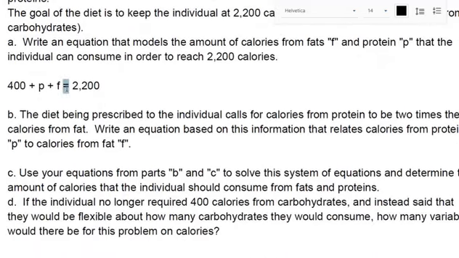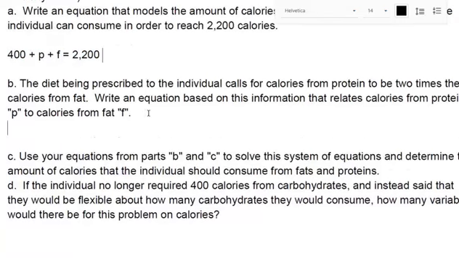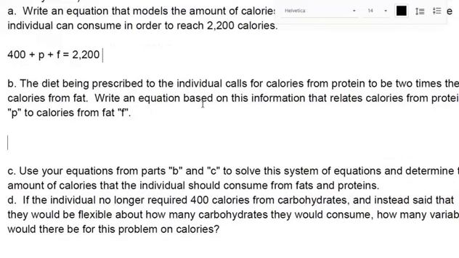Okay, there's an infinite amount of answers here. You could have just 1 calorie of protein and the rest fat to make up for the 2,200, or there could be any number in between. But Part B gives us an additional restriction. Part B says that protein needs to be double the amount of calories from fat.